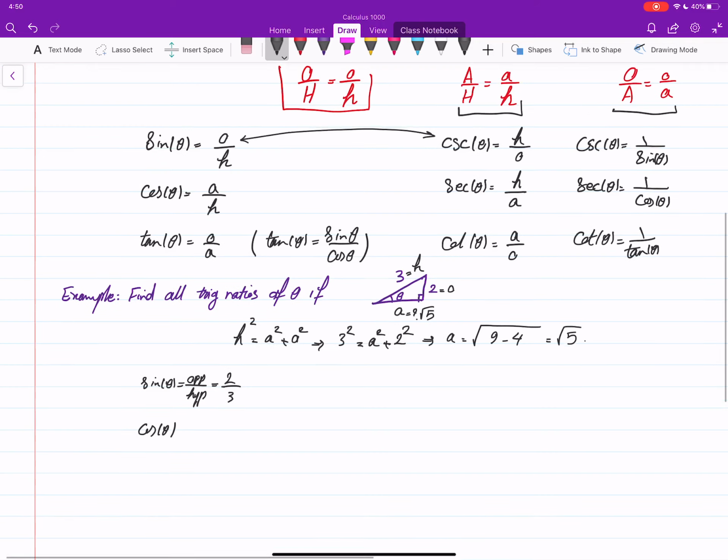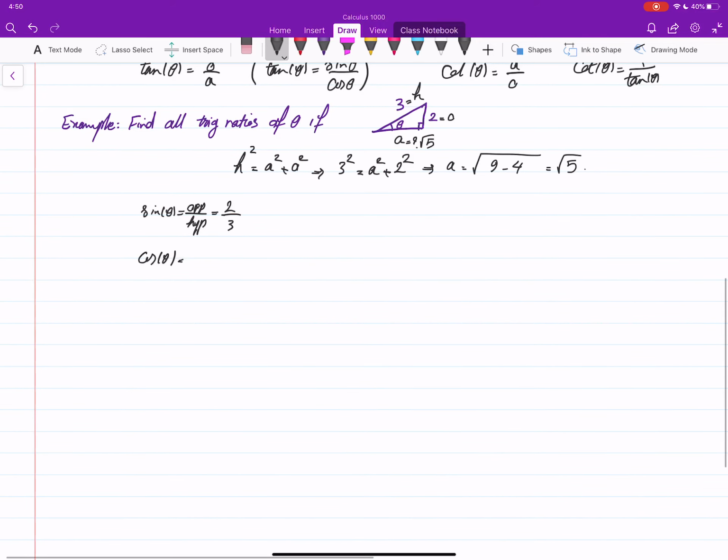Cosine theta, let me go up a little bit. Cosine theta is adjacent over hypotenuse. This is root 5 over 3. And tan theta is adjacent over opposite. Oh, sorry, the other way around, the opposite over adjacent. Opposite over adjacent. So it will be 2 over root 5. And then we can rationalize the denominator and get 2 root 5 over 5.